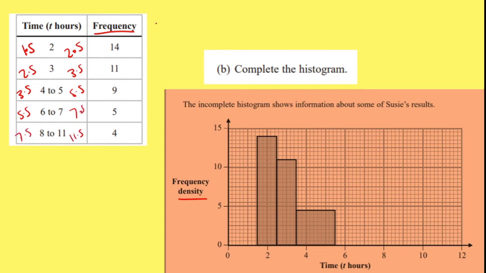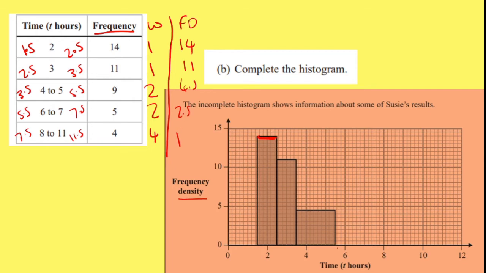Okay. Now we can do the class width and we need the frequency density. So my class width here is 1. There's 1, 3, 4, 5, 2, 5, 6, 7, which is 2, 7, 8, 9, 10, 11, which is 4. Frequency density is your frequency divided by your class width, which is 14. Good, that matches up to this. 11, 4.5. This one here is 2.5, and that's 1.